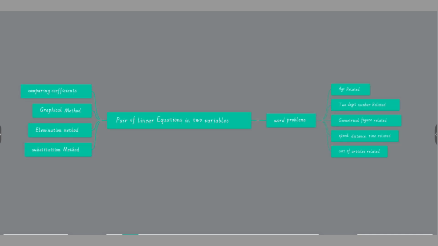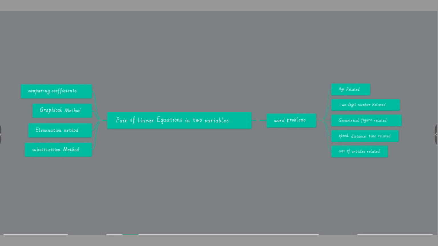Let us discuss pair of linear equations in two variables. In this we will have the first concept: what is the standard form of a linear equation in two variables, that is ax plus by plus c is equal to 0, where a is not equal to 0 and b is not equal to 0. Here a square plus b square is not equal to 0. Here comparing coefficients means we will decide what kind of lines they represent. Generally the graphical representation of a linear equation in two variables is a straight line.